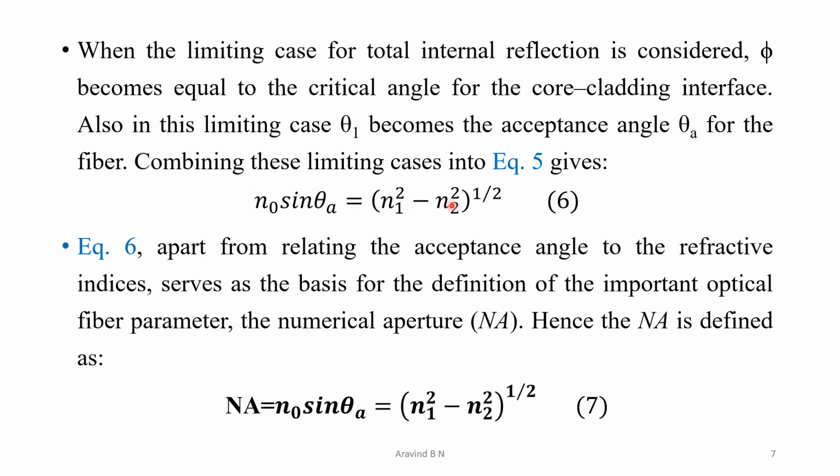So the relationship between these three has been derived, and that is nothing but the numerical aperture. Therefore, the numerical aperture is given by n0 sin theta a, which is equal to (n1 square minus n2 square) whole to the power of half. Consider this as equation 7. So this is the required relationship of the numerical aperture.